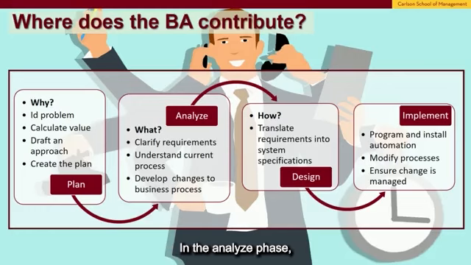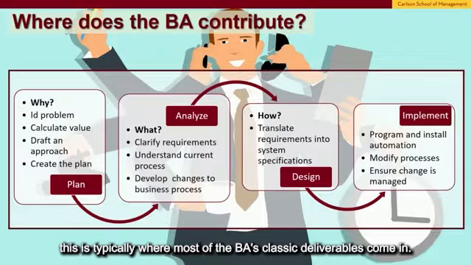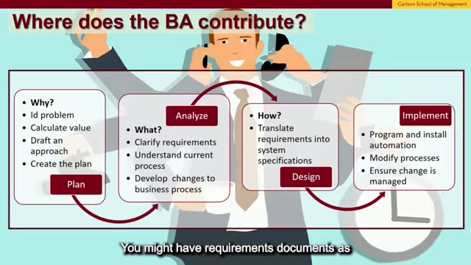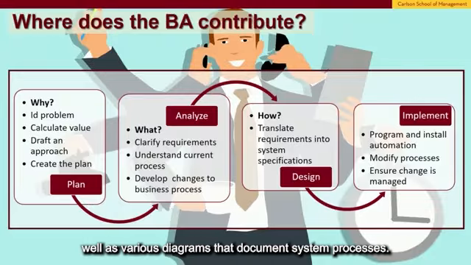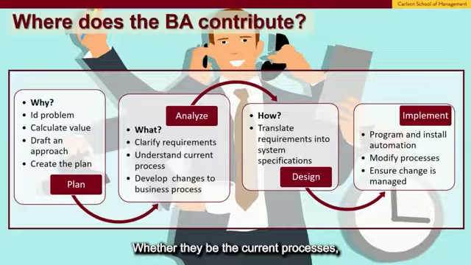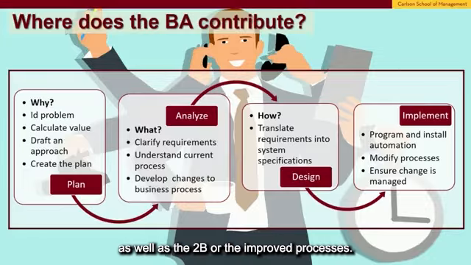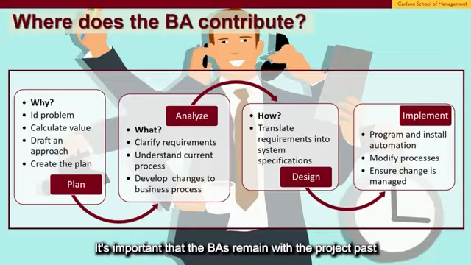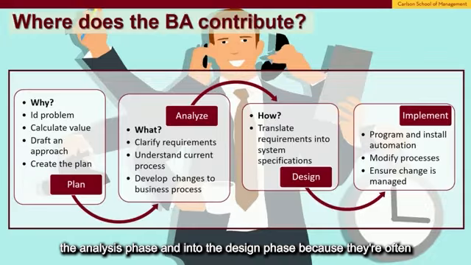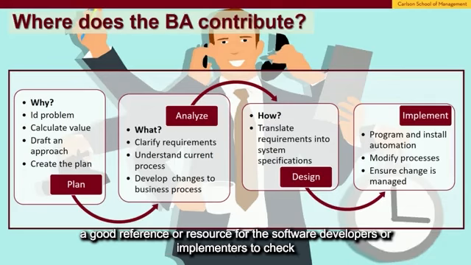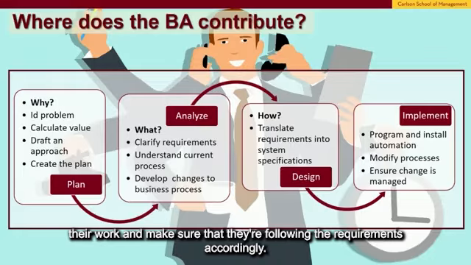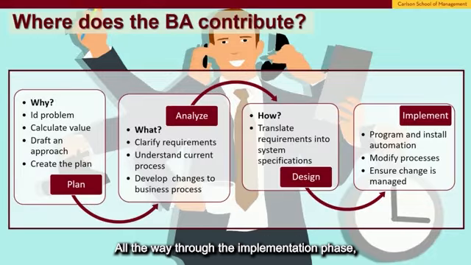In the analyze phase, this is typically where most of the BA's classic deliverables come in. You might have requirements documents as well as various diagrams that document system processes, whether they be the current processes, which we'll talk about as the as-is process, as well as the to-be or the improved processes. It's important that the BAs remain with the project past the analysis phase and into the design phase, because they're often a good reference or resource for the software developers or implementers to check their work and make sure that they're following the requirements accordingly and all the way through the implementation phase.